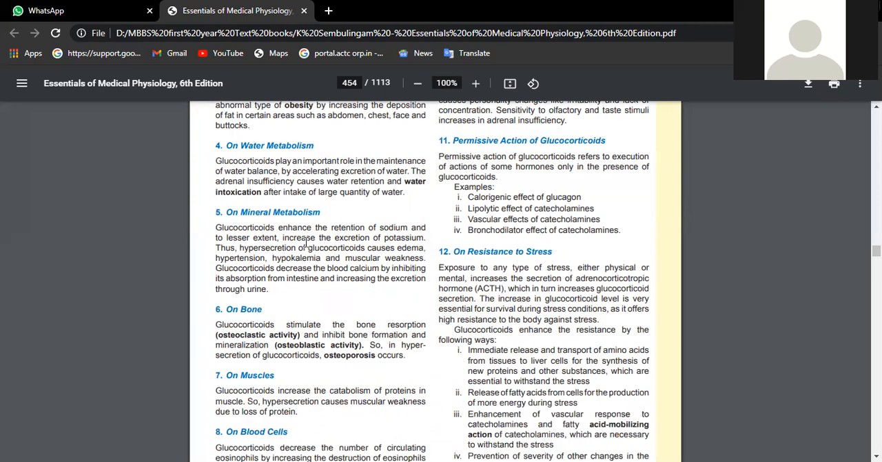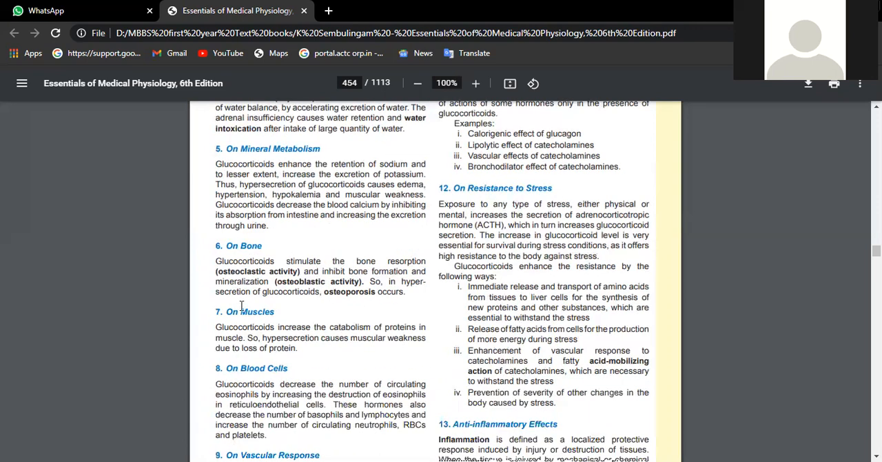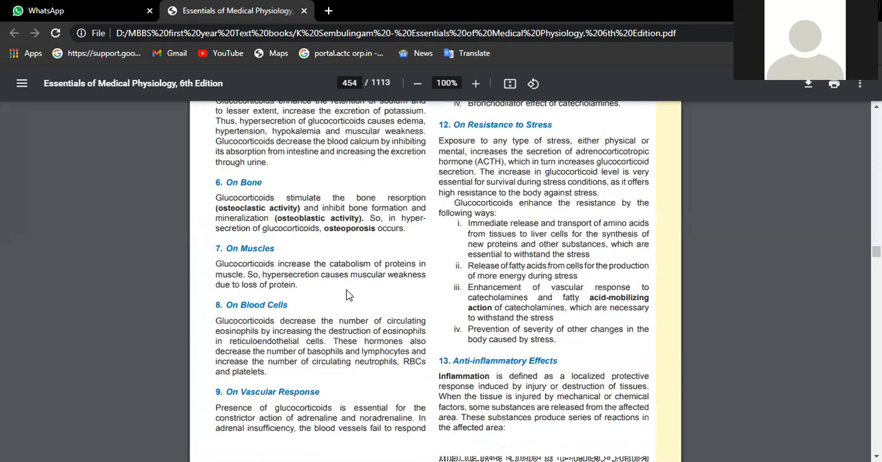Okay, they also enhance retention of sodium and, to a lesser extent, increase excretion of potassium. That means from the renal tubules, it promotes the reabsorption of sodium and excretion of potassium. On bone, it is the same as parathyroid hormone. It is bringing about bone resorption. That means it helps in increasing blood calcium levels.